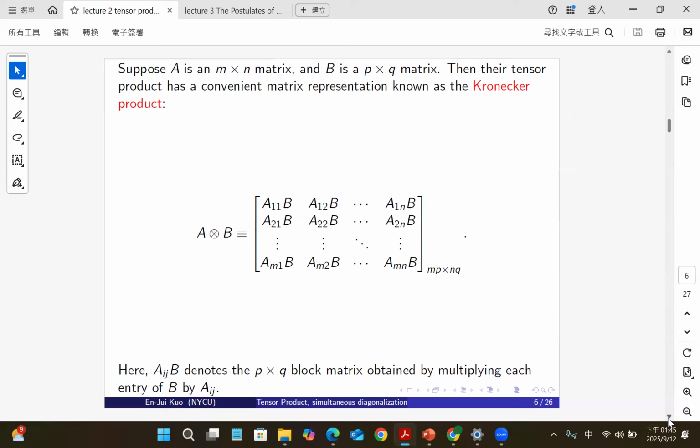By definition, A tensor B as a linear transformation should be, as a matrix, MP times NQ dimension. Okay, so now the result. This formula just tells you that A tensor B as a matrix can be written as this if you know the elements of A and the elements of B. Okay, so let me just do some example.